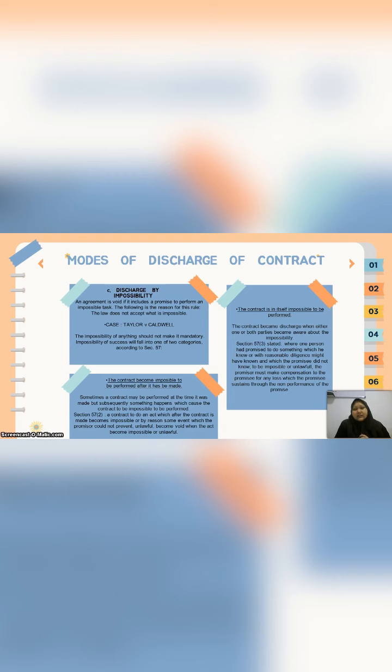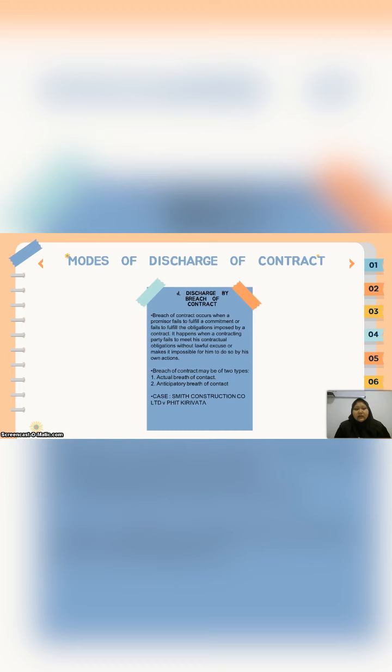The case related to discharge by impossibility is Taylor versus Caldwell. A music hall was rented by the plaintiff from the defendant for a series of concerts. However, the hall was accidentally burned down before the date of the concert. It was held that the contract was void due to the frustration.